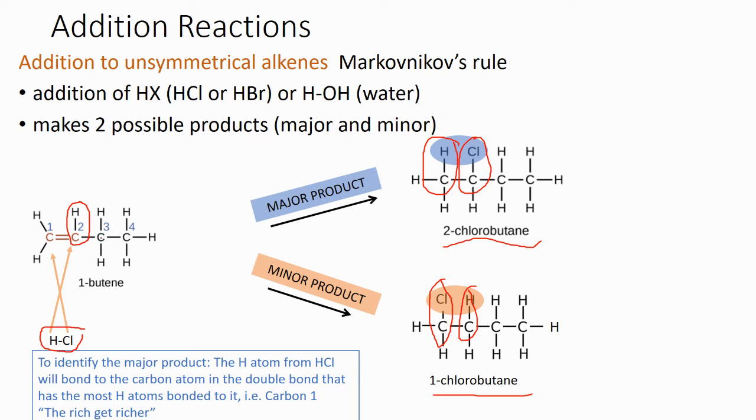Okay, so if you've got 2 carbons of the double bond that have a different number of hydrogens, we say it's unsymmetrical and there are 2 possible products. The major product will be when the hydrogen adds to the carbon that already has the most hydrogens.